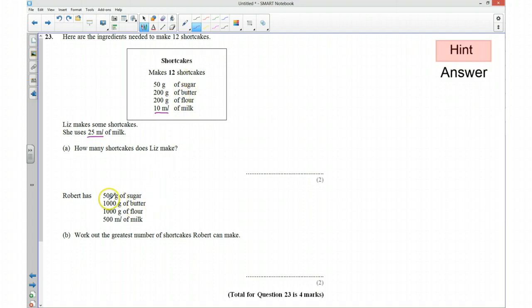So we need to decide what he would run out of. So he might be able to make 10 times of this recipe based on his sugar, but then that might mean that he runs out of butter or runs out of flour. So you need to decide what's the greatest number of shortcakes he can make without running out of any ingredients. Okay, those are my hints, so if you now like to pause the video and see if you can have a go at answering the question.